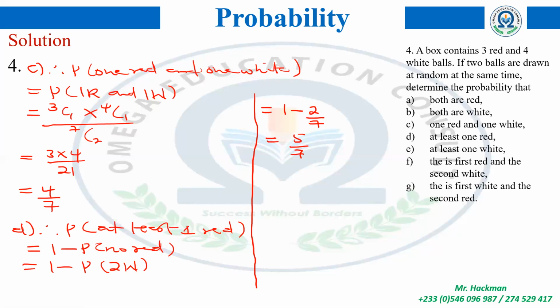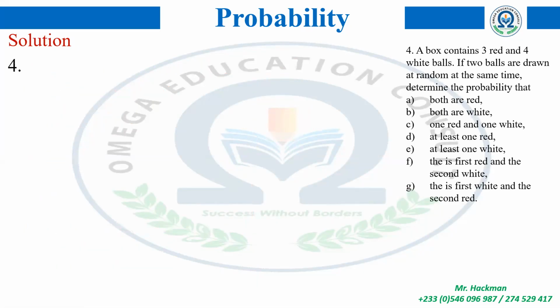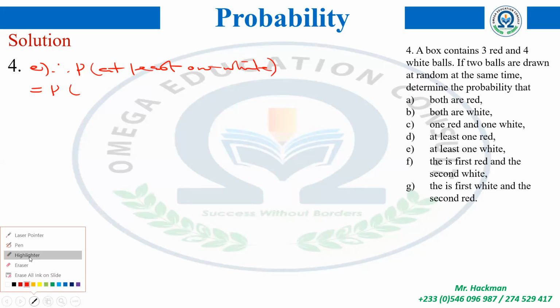Okay, we'll be looking at E and F. Okay, so we are going to look at E. So E, what are we looking at? Therefore, P, at least 1 white. Okay, so this one too, at least 1 white. Or you can use the number 1. Okay, it's equal to P. Oh, sorry, forgive me. 1 minus, no white. Is that not it?